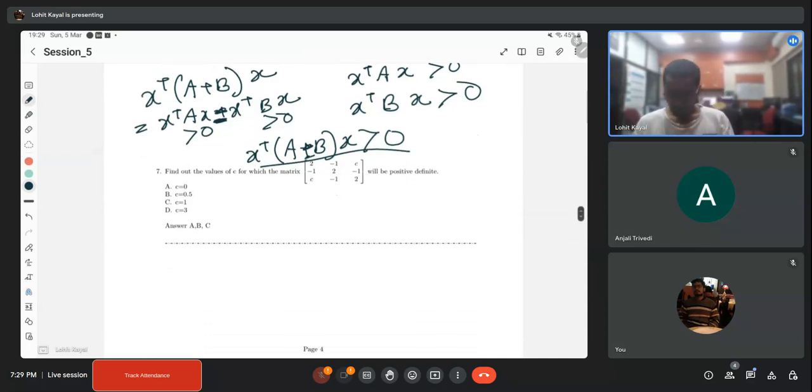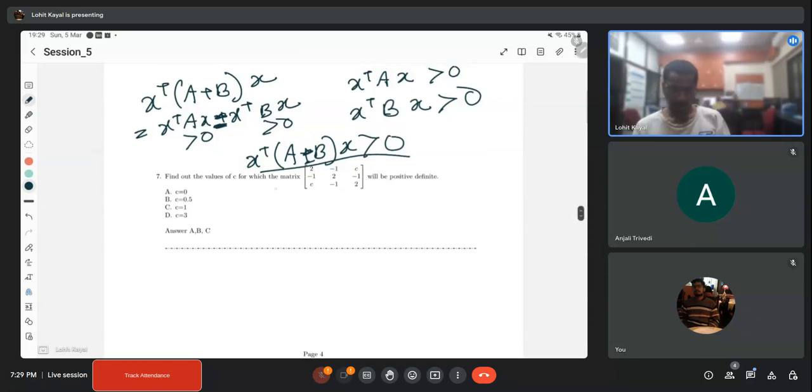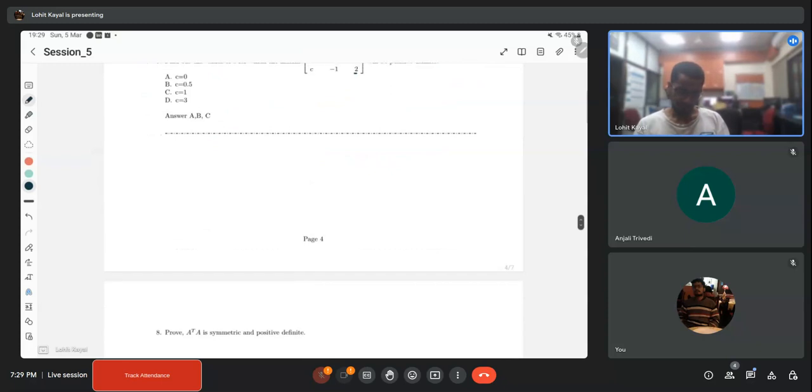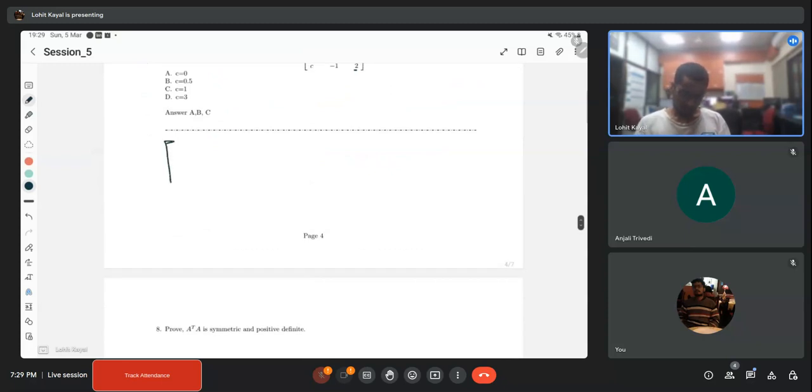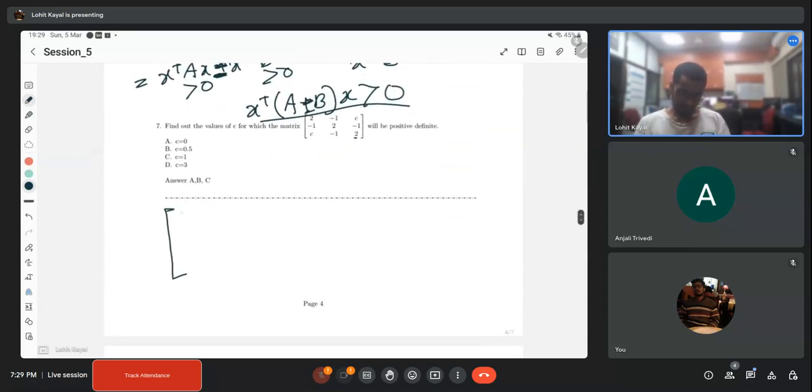Okay. Now this next question is again a problem on positive definiteness. Find the values of C for which the matrix [2, -1, C; -1, 2, -1; C, -1, 2] will be positive definite. Okay, so let me write down the matrix. 2 minus 1 C, minus 1 2 minus 1, C minus 1 2. So this is the matrix.